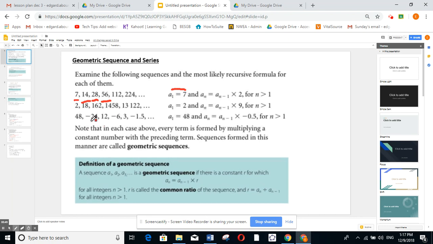Here I'm multiplying by minus half. When you multiply by minus half, the sequence will be alternating: one positive, one negative, or negative, positive, negative, positive. Because if you multiply here by minus half, 48 times minus half is minus 24. If you multiply by minus half again, minus times minus is positive.